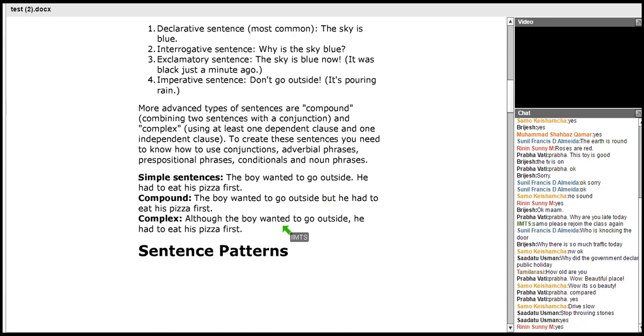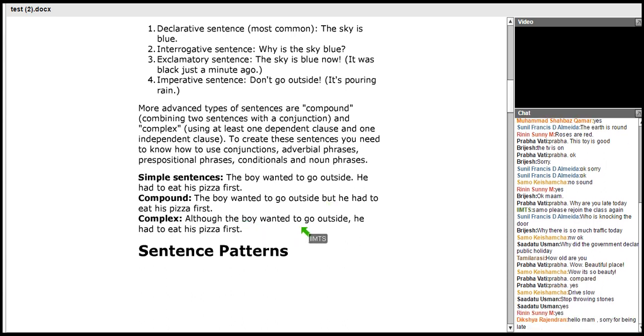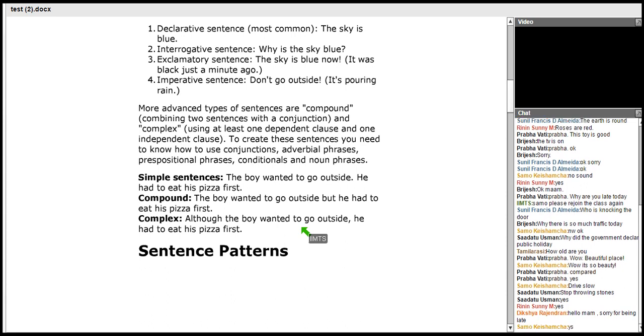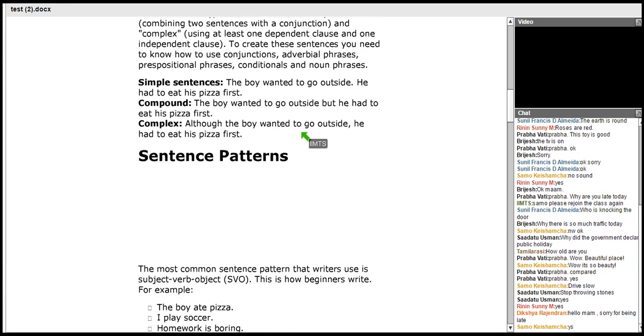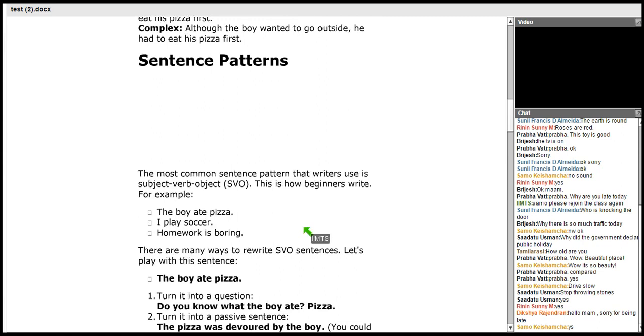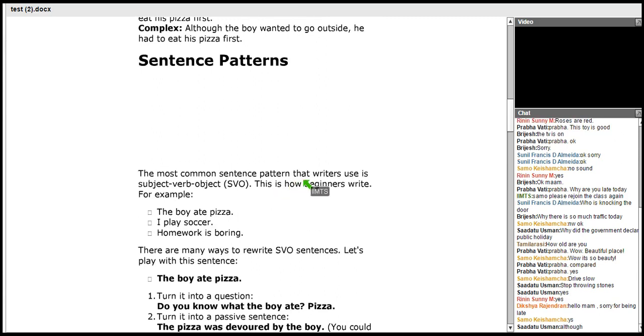Yeah, correct. Now complex: Although the boy wanted to go outside, he had to eat his pizza first. Fine. Now, the most common sentence pattern that writers use is subject, verb, object. Subject is boy, ate is verb, and object is pizza. Right? The boy ate pizza.